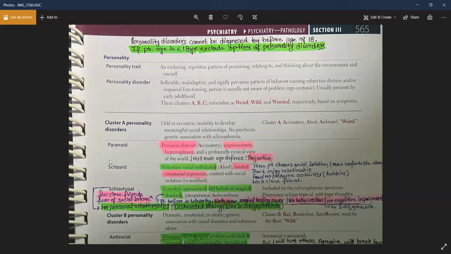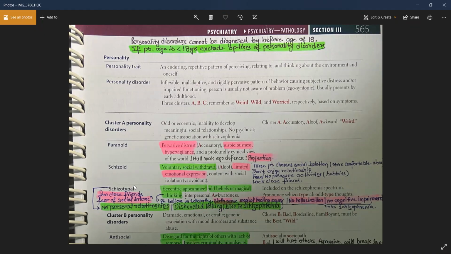Then you have the schizoid. In schizoid personality disorder, they choose social isolation. They do not enjoy company, they want to be alone, and that is an important thing. They have very limited emotional expression. They choose social withdrawal because they do not enjoy company. They do not have any close friend, and they always avoid interacting with others. Even if someone tries to approach them, they will just ignore him. So this is schizoid personality disorder.